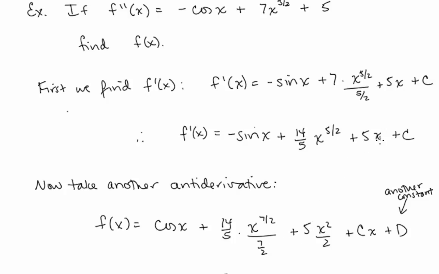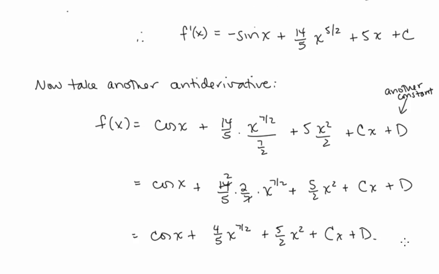Here we have x to the first, so we have x to the second over 2, plus, this is a constant, so whose derivative is c? C times x. So our antiderivative for this term is c times x. And then we have to add in another constant. So I'm going to call that d. So here is a representation for our original function f. So let's just simplify here. This is 14 over 5 multiplied by 2 over 7. That gives us a 4/5. And so we're here.